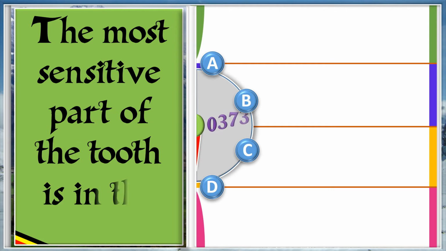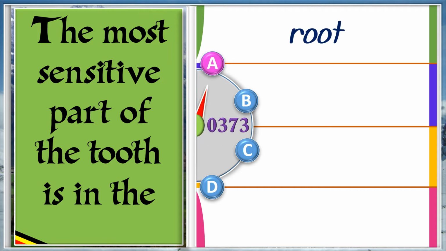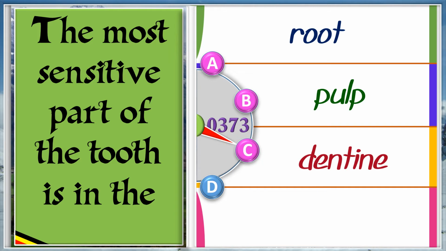The most sensitive part of the tooth is in the A. Root. B. Pulp. C. Dentine. D. Enamel. And the answer is B. Pulp.